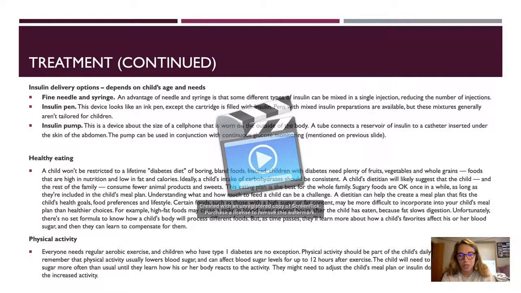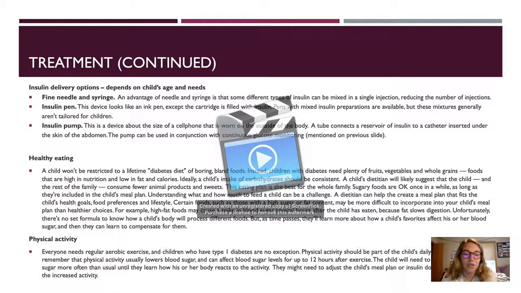Sugary foods are okay once in a while as long as they're included in the child's meal plan, so that they're planned for. Understanding what and how much to feed a child can be a challenge. A dietitian can help to create a meal plan that fits the child's health goals, food preferences, and lifestyle. Certain foods, such as those with a high sugar or fat content, may be more difficult to incorporate into the child's meal plan than the healthier choices.